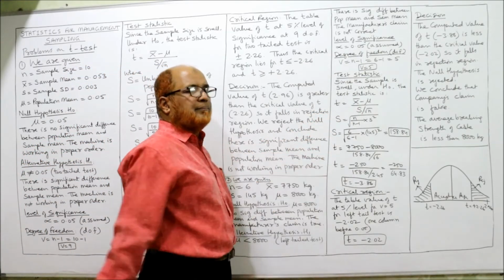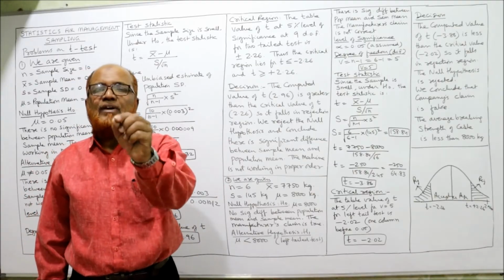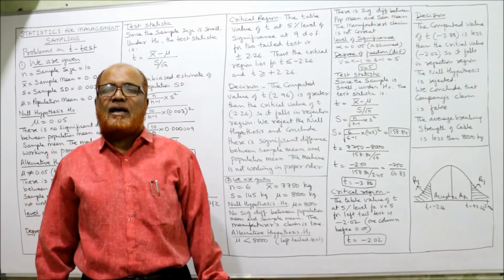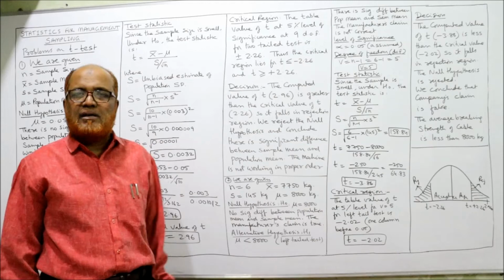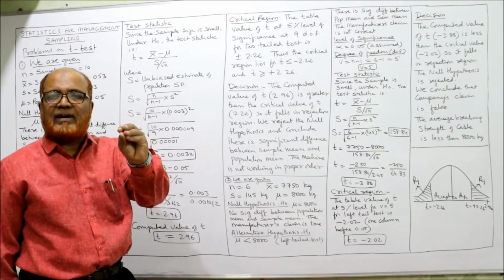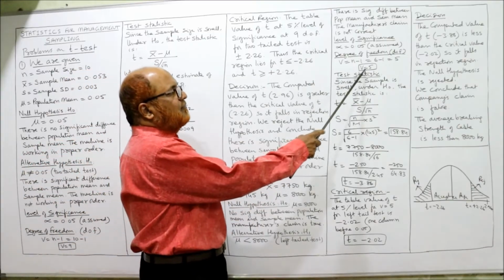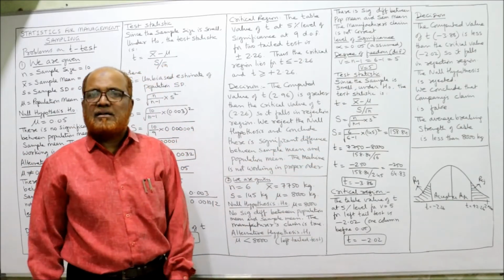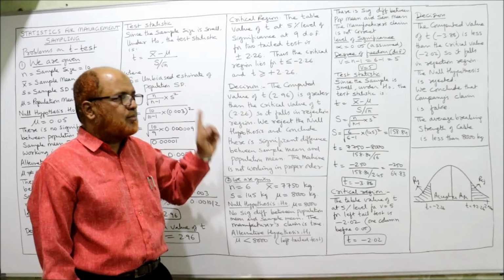The degree of freedom: the formula for degree of freedom, v is equal to n minus 1. n stands for sample size. What is the sample size here? 6. So 6 minus 1, 5. The degree of freedom is 5. Test statistic: the same formula that we applied in the first problem.